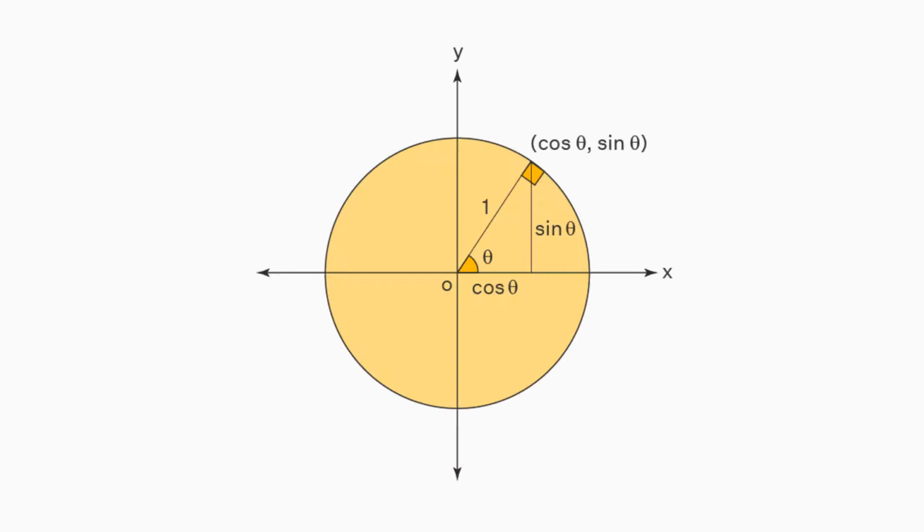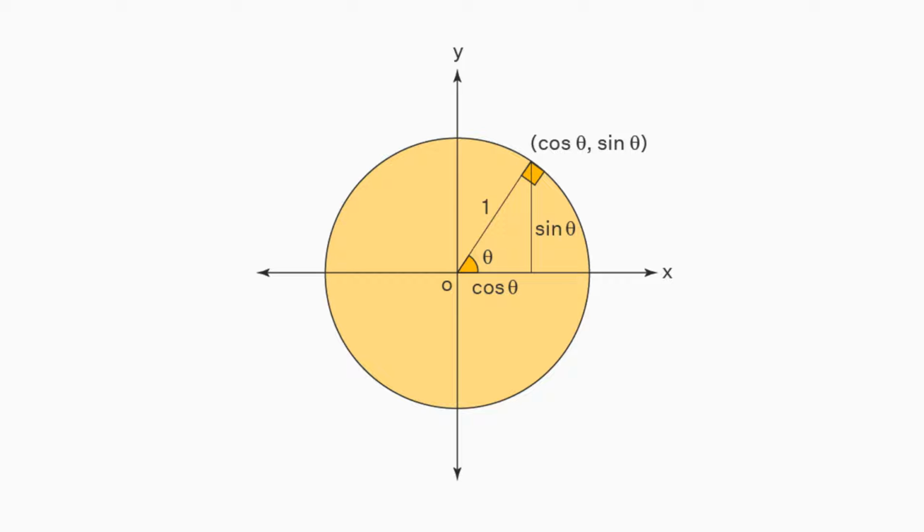Today, I'm gonna be going over the unit circle and how we can use it to make circular motion in our Roblox game. So first, what is the unit circle? Well, it's just a circle that has a radius of one. Now, why is it important that the radius is one?